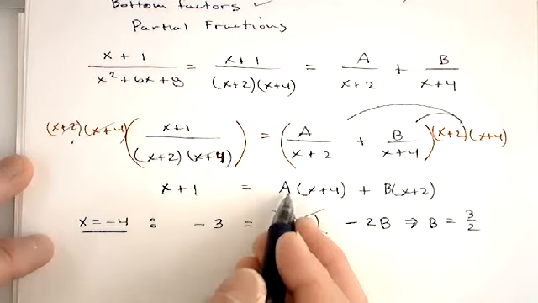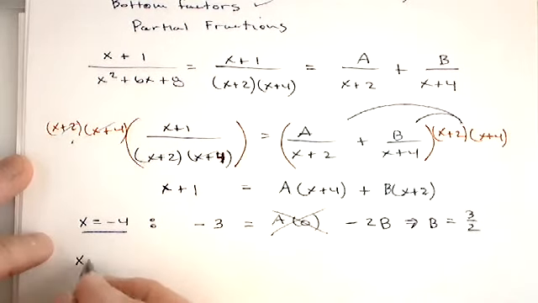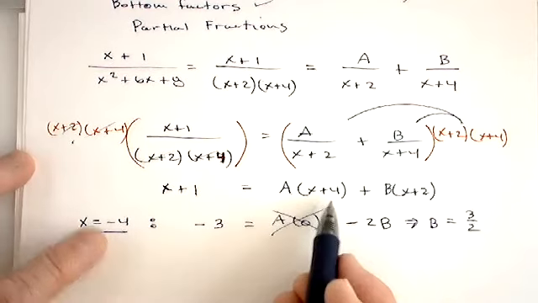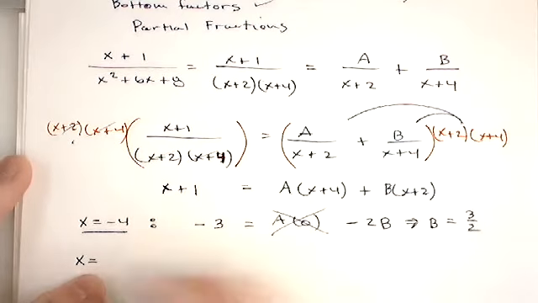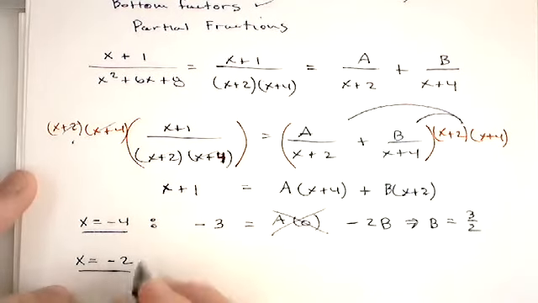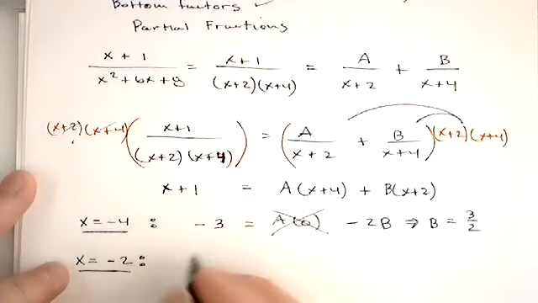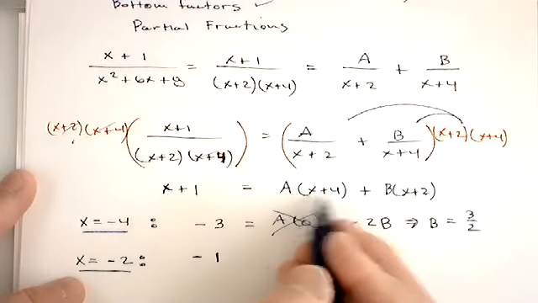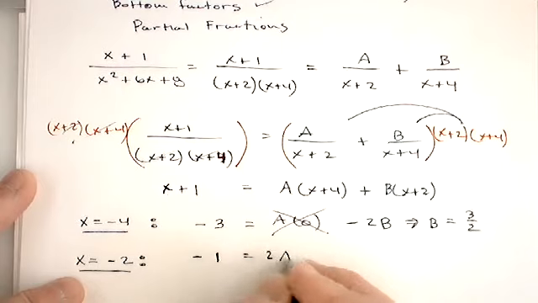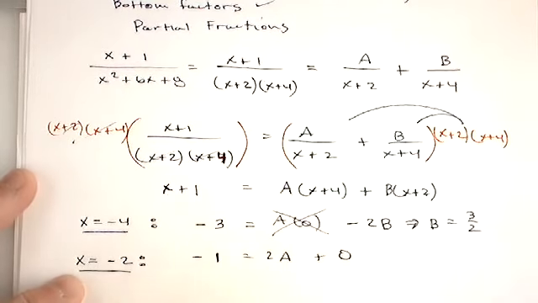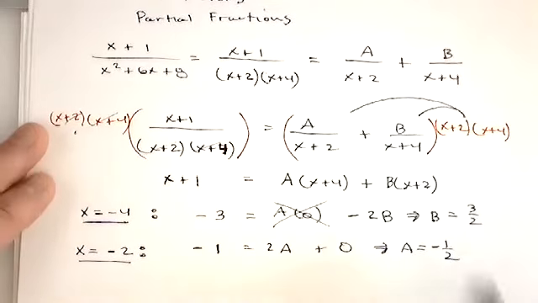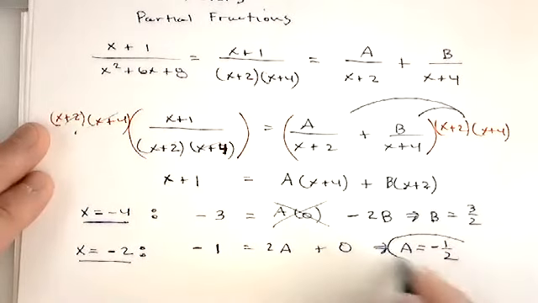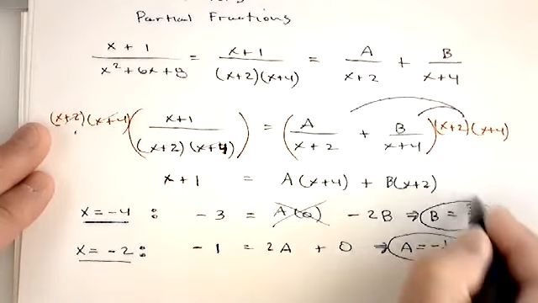Now I want to solve for A, so I'm going to do the same thing over again, but this time, guess what I'm going to pick? On this one, I picked -4 because it made this term 0. So now I'm going to pick -2. -2 plus 1 is -1. -2 plus 4 is 2, so 2A. And then this term is going to be 0. So now I've got A is equal to -1/2. And this was my goal. I wanted to solve for A and B so that I could put them back in here.